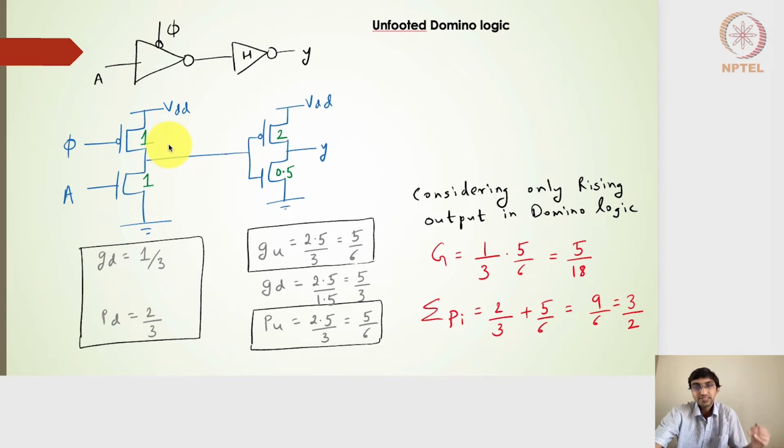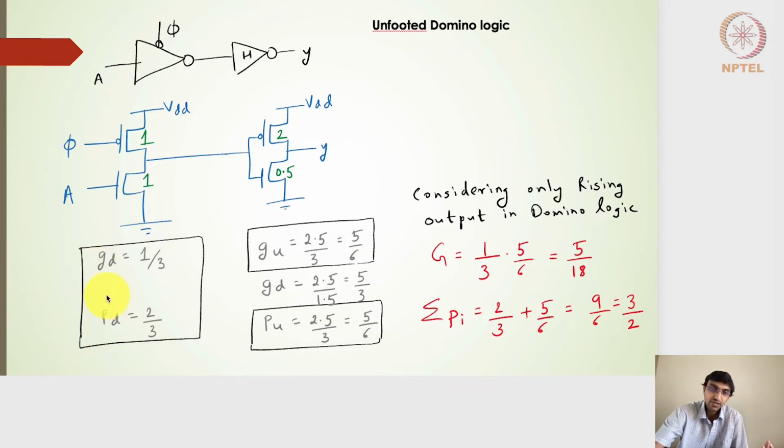This output node is pre-charged to VDD, or logic level high, and it will be retained at logic level high. Only when A is equal to 1 will it fall, and that is the delay we are interested in. So in this dynamic part of the domino logic structure, for this first stage, we will be interested only in the falling output. That means the logical effort for the falling output and the parasitic for the falling output is what is interesting to us. So we calculate that.